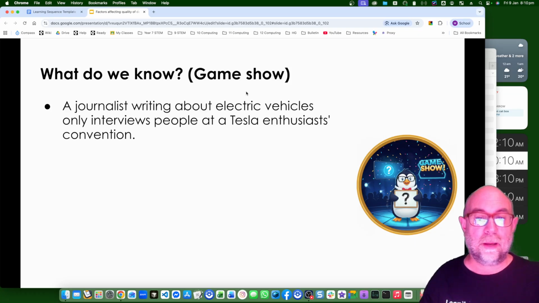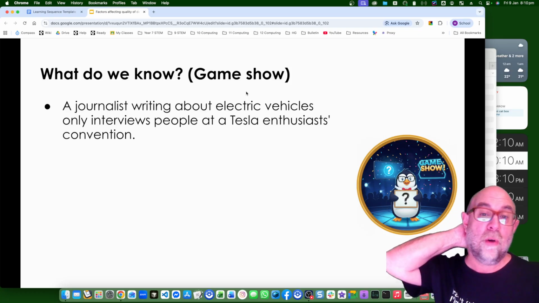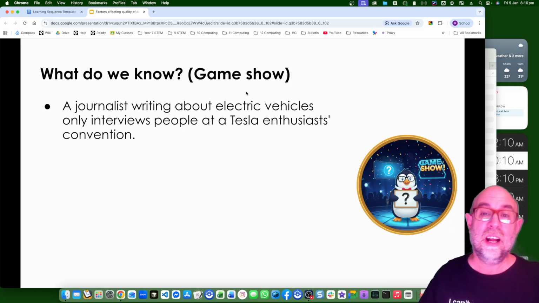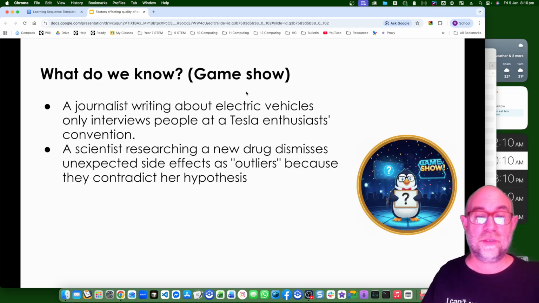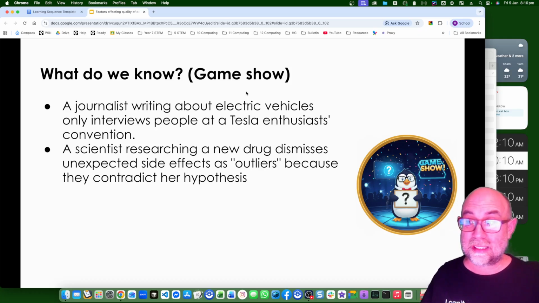A journalist writing about electric vehicles only interviews people at a Tesla enthusiasts convention. Well, I would say that's either a sampling bias, because you're picking a narrow, non-representative sample, but it might also be confirmation bias, because these are people who already think that this is good, and you're asking them whether it's good. A scientist researching a new drug dismisses unexpected side effects as outliers because they contradict her hypothesis. I would say that's either a reporting bias or a confirmation bias.